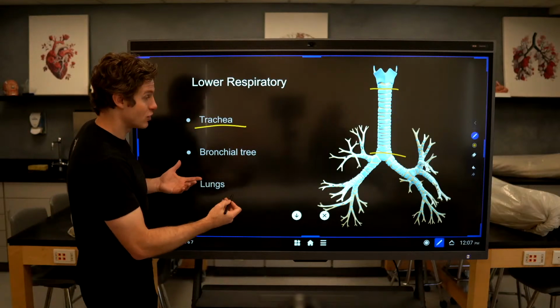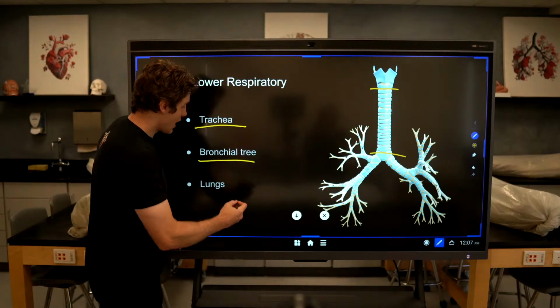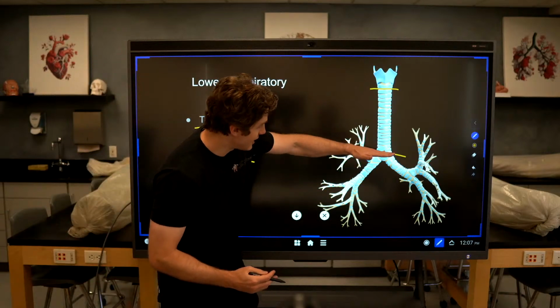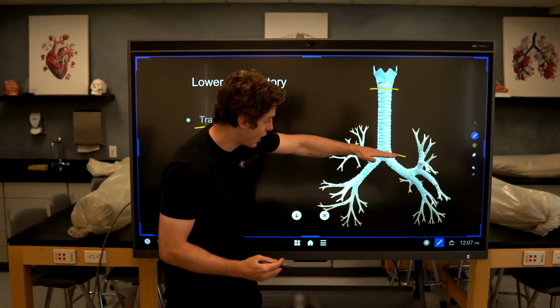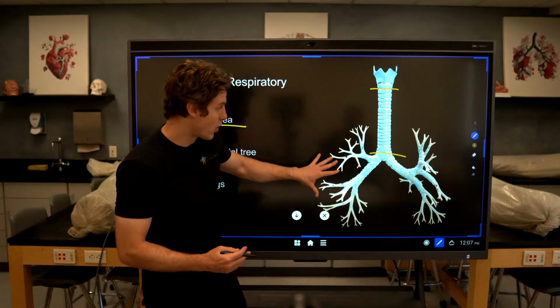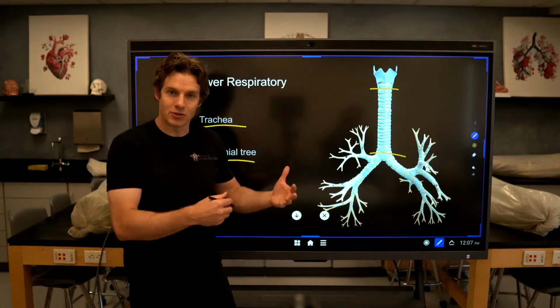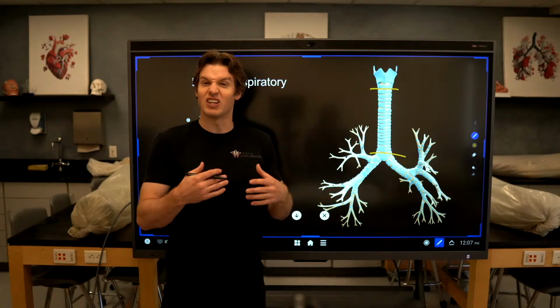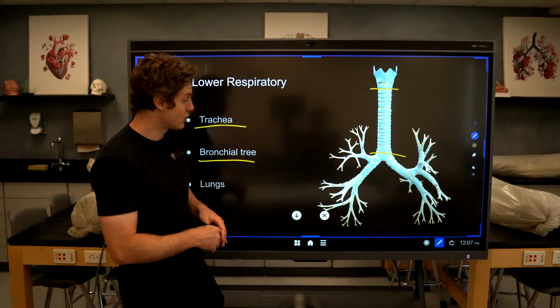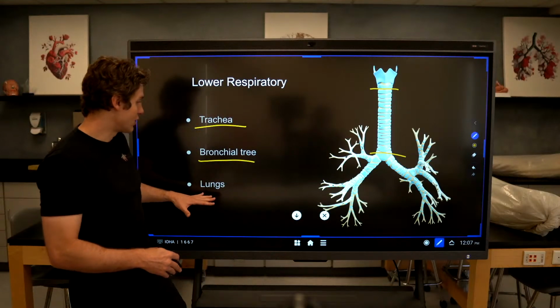And then we get into the bronchial tree, which we see here. And so essentially everything downstream from this yellow line that I've got right here, all of this is the bronchial tree. We'll talk about the principal, lobar, and segmental bronchi, even get into the bronchioles and the alveoli in just a little bit. What we don't have pictured here is the lungs.